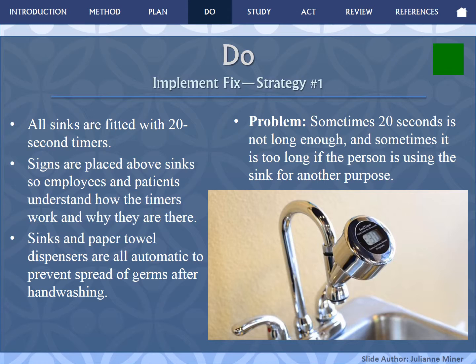the spread of germs. One problem we are discovering is that the timers can be a pain when you want to use the sink for other purposes and the water stays on for too long, becoming wasteful. Another problem is that the 20 seconds is sometimes not enough time, which could lead some patients or employees to believe that their hands are clean when in fact they are not.